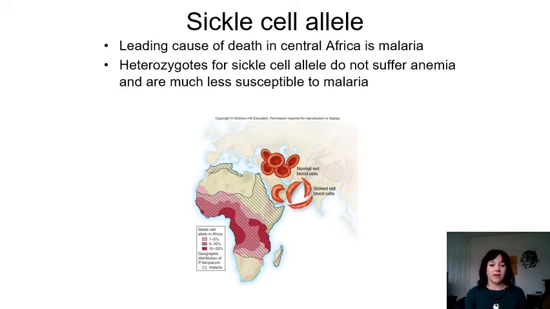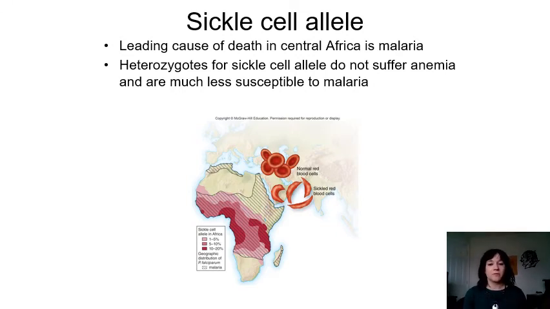So let's look at kind of the history of this disease. The sickle cell allele is commonly found in people with African descent, right? And another disease that is common in people that lived in Africa in the past is malaria. Interestingly, historians found that people that had sickle cell anemia that were heterozygous were less susceptible to malaria.